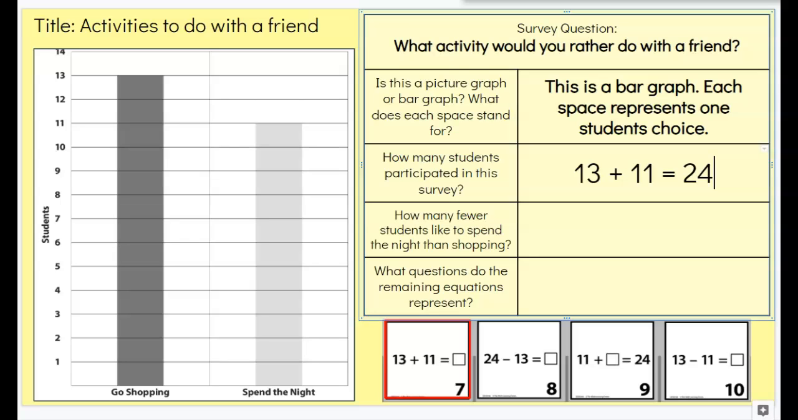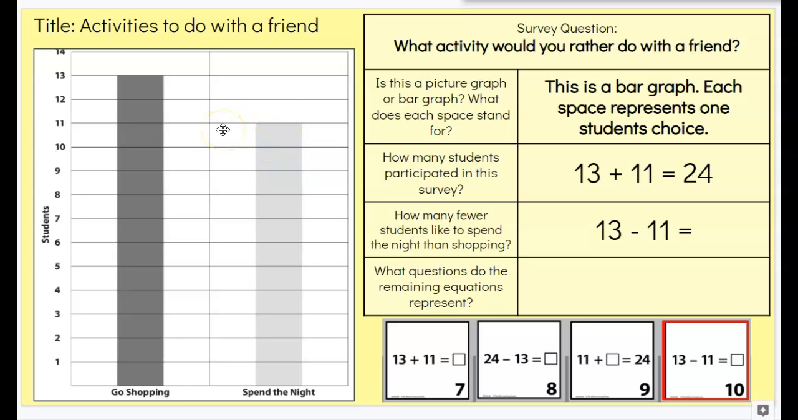Now, if you were thinking that this will be a subtraction equation, great thinking. That equation is here for us, 13 minus 11. We know that this is the right equation because it's asking us how many fewer students like to spend the night than go shopping. We are looking at the difference between our two bars.